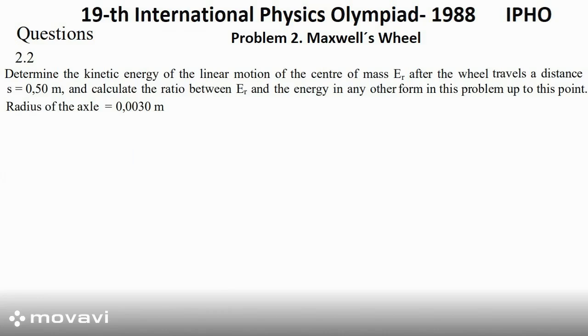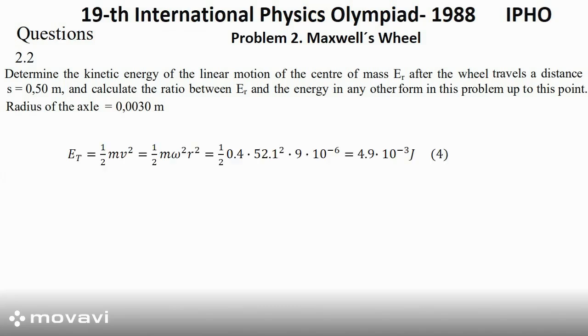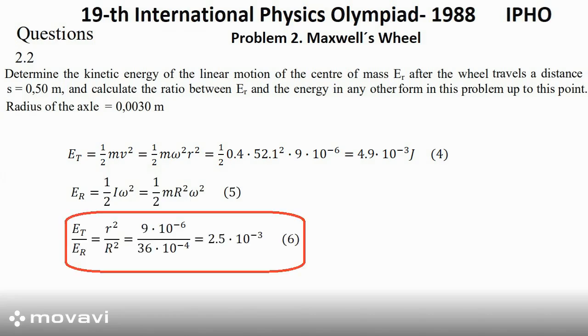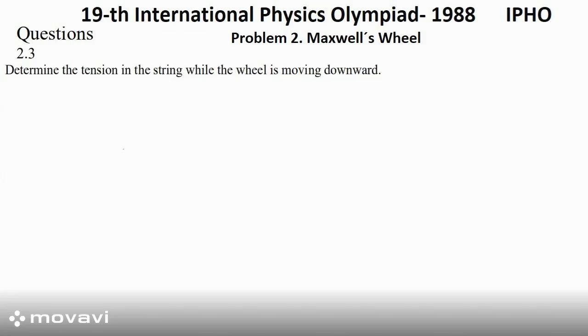Solution to question 2. The kinetic energy of linear motion is given by Formula 4, which, when converted to known and calculated variables, gives 4.9 times 10 to the power negative 3 joule. The kinetic energy of rotational motion is given by Formula 5. Thus, the ratio of the kinetic energies of linear and rotational motion, after simplifications, is equal to the ratio of the squares of the inner and outer radii. Formula 6. This was the solution to question 2.